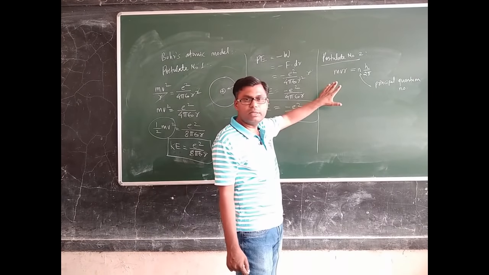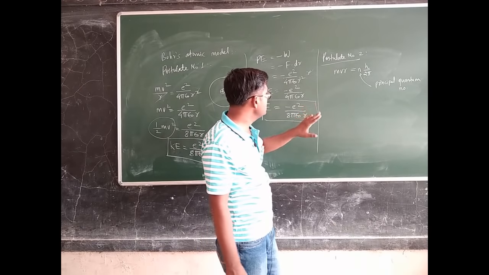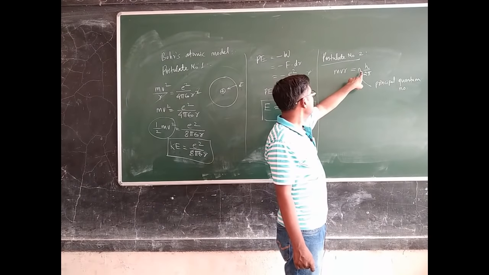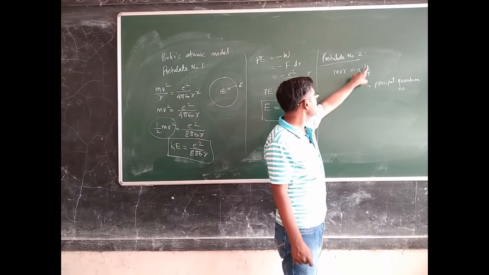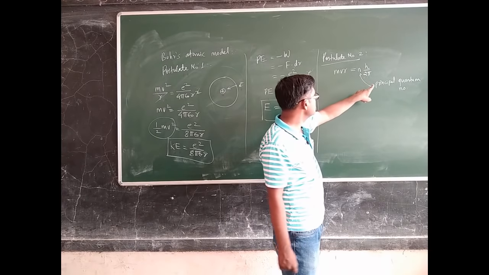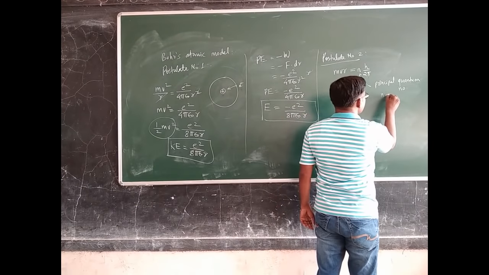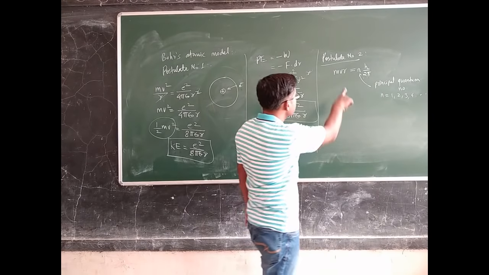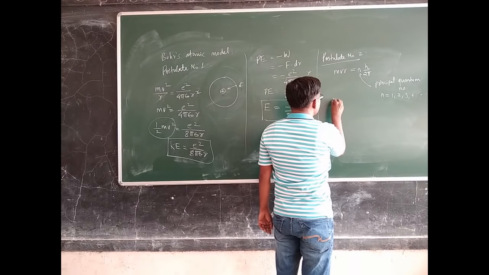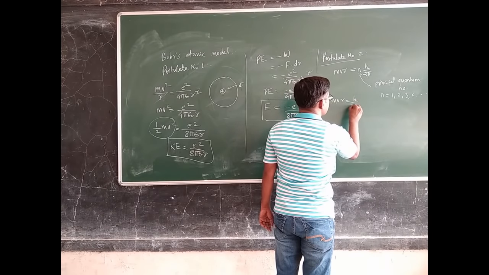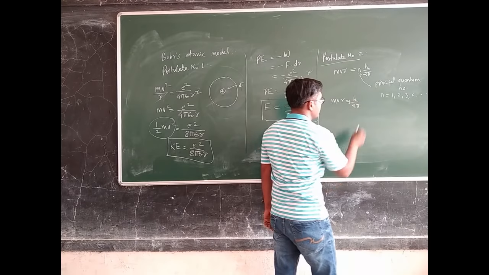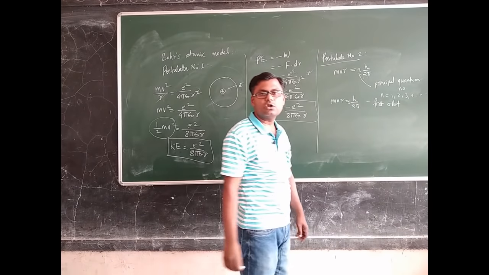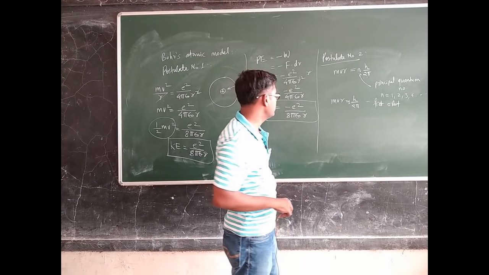But Bohr denied that particular argument. He put forward another argument that only those orbits are possible for which the angular momentum of the electron in that orbit is equal to n into h upon 2 pi, an integral multiple of h upon 2 pi, where n is called the principal quantum number and it can take the values 1, 2, 3, 4, etc. So if n is equal to 1, then the angular momentum will be 1 into h upon 2 pi. This is the first orbit of the electron in which the electron is revolving.